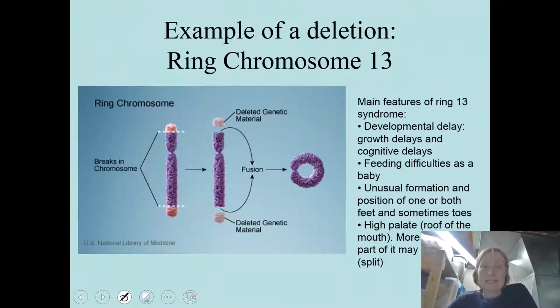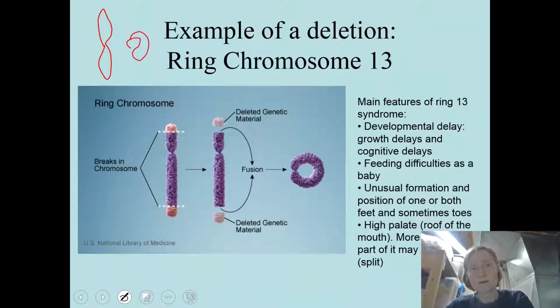Ring chromosome 13 is a syndrome that my neighbor girl has. She is 18 or 19 and has grown up alongside my triplets, and she's a wonderful, beautiful young woman who is talented and independent and is working hard to become more and more independent. But she has ring chromosome 13.